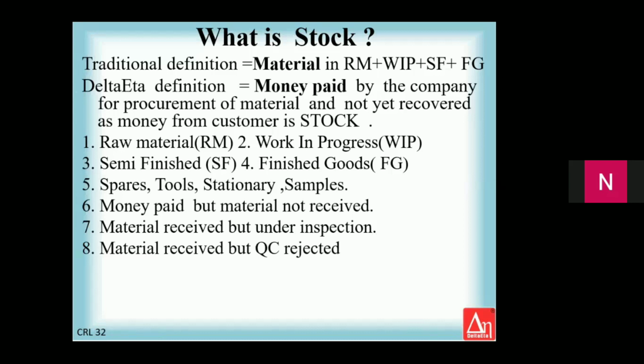The QC would reject it. The purchase people would call the supplier to take it back. But the supplier, because he has already invoiced it, he doesn't want to take it back. It is lying there. It's money and you have paid for it, but the material is standing rejected. So this is again stock for you. Goods delivered, but payment not received. You have invested all the money, but you have not received the payment back. This is your stock.